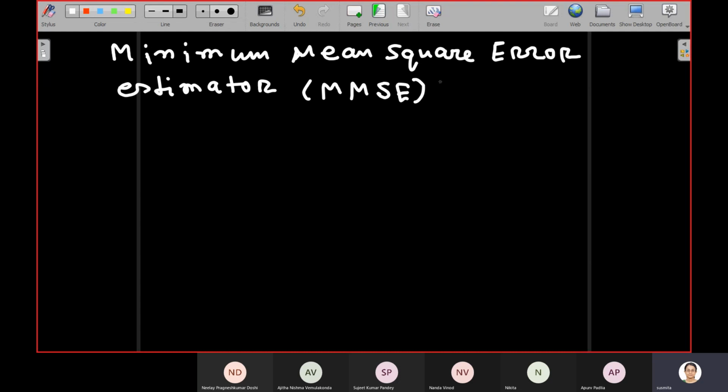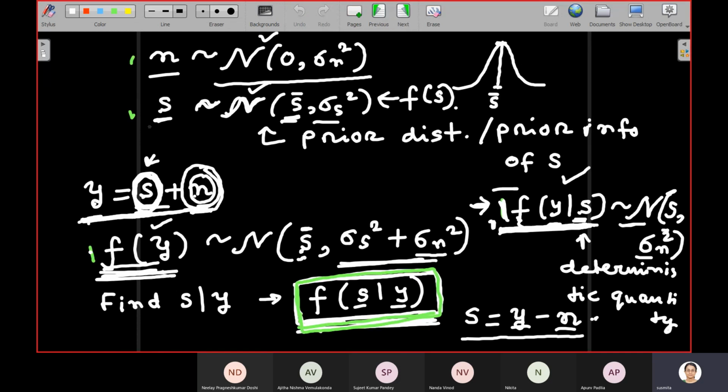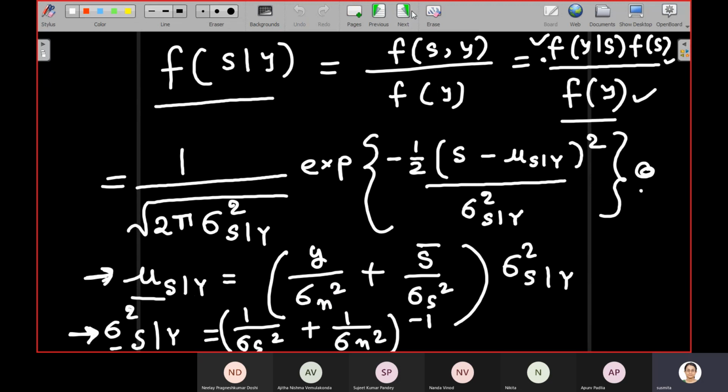Now, note that here what we did, we started with some prior knowledge. We made a measurement. Using that measurement and prior knowledge and knowledge about the noise, we got the mean and the variance. Now suppose for this quantity, you have made multiple measurements. This is just one measurement. You have made multiple measurements.